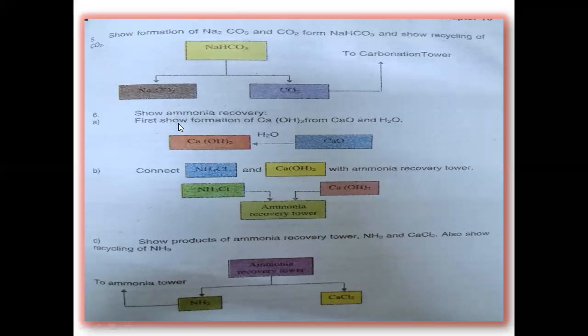Now the next one is the recovery of ammonia, or the recovery of the reactant. To recover ammonia, we use the calcium hydroxide that is formed from the calcium oxide when it reacts with water. This calcium hydroxide then reacts with the ammonium chloride and will give ammonia, or will recover ammonia. That ammonia which is produced is passed to the ammonia recovery tower. In the ammonia recovery tower, it will give us ammonia and calcium chloride. This ammonia is then utilized in the ammonia tower, the first tower.